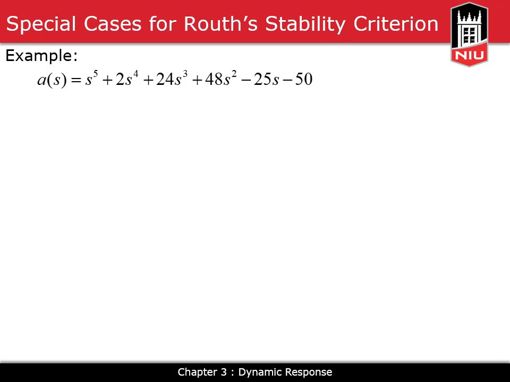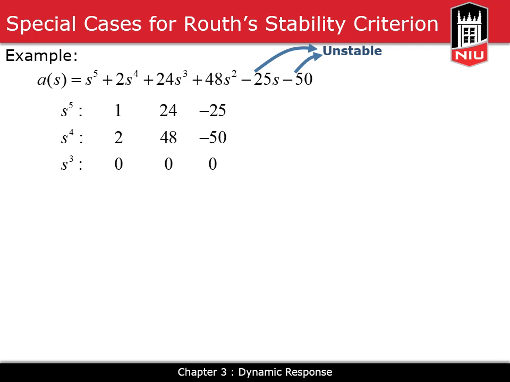Another example, this is a characteristic equation. If we want to just check stability, what we are going to do is first check the coefficients. They are not all the same sign, so we should directly know the necessary condition is not satisfied and the system is unstable. But if we want to do some practice, put the coefficients into the first two rows, then the third row comes out to be all zeros.